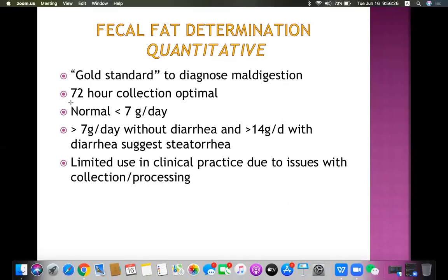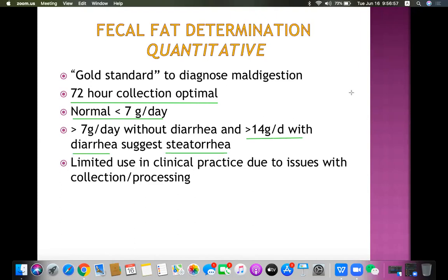And for this we collect 72-hour stool, or you can also say a 72-hour collection of stool has to be done, and then analyze that for how much fat is present there. That is the way. Now see here, normally less than 7 gram per day, but if it is more than that without diarrhea, and even more than 14 gram per day with diarrhea, it suggests steatorrhea.